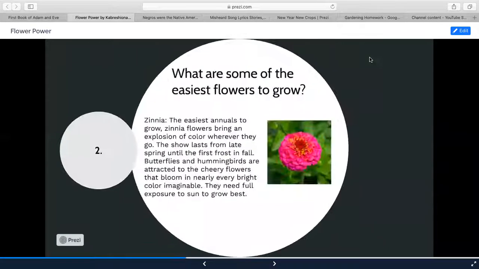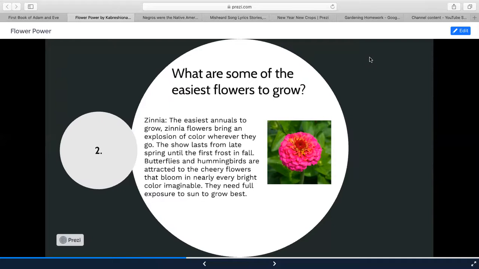Now let's break it down some more. Let's talk about the different types of flowers that are easiest to grow, right? So we have the zinnia, and the zinnia is the easiest annual, or the type of flower that grows all year long. It's the easiest one to grow, right?